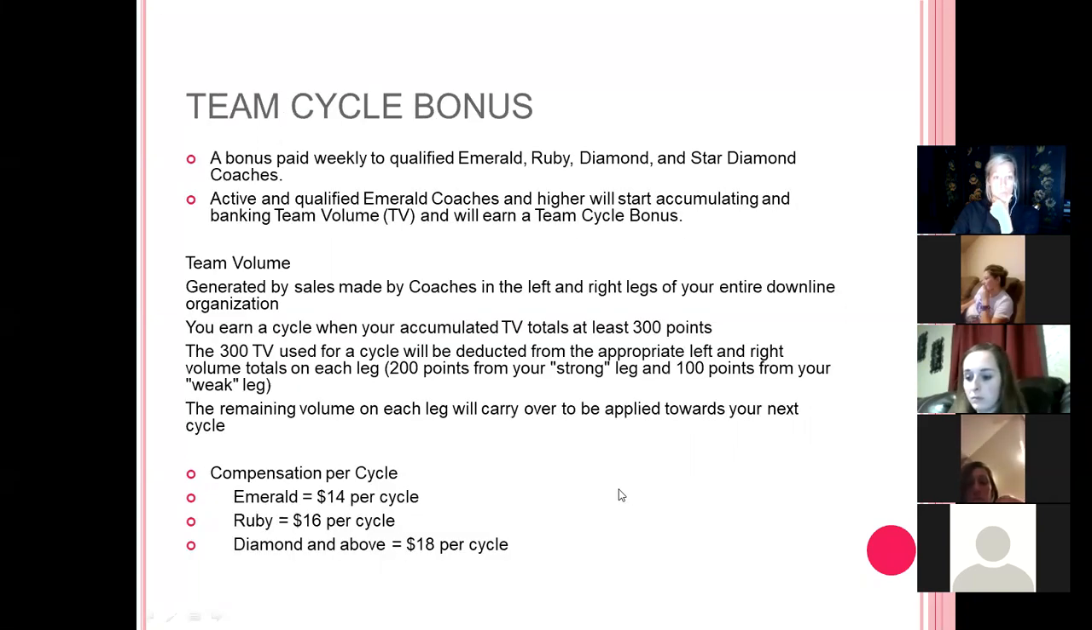So your team cycle bonus is a paid weekly income. We get paid every Thursday. Okay, so it's a qualified income is essentially what it is. You have to be Emerald, Ruby, Diamond, Star Diamond coaches or above. Active and qualified Emerald coaches start accumulating, start banking team volume, and then you'll earn a team cycle bonus.